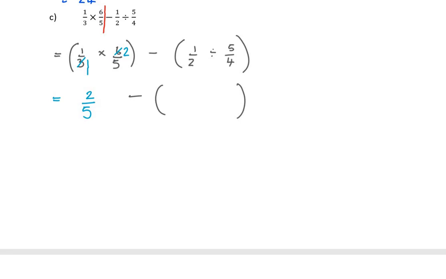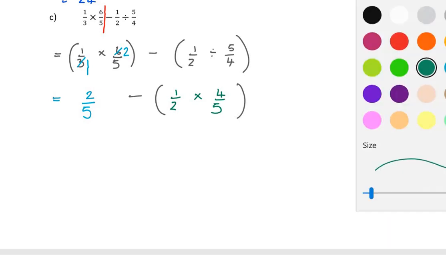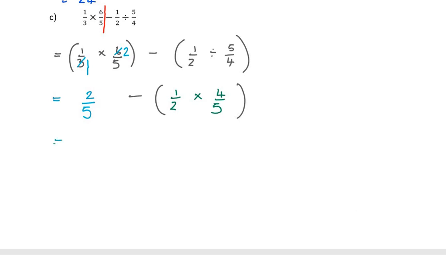So I'm going to change this to a half, multiply and tip it over 4 times 5. Now notice the rest of the question has to come along for the ride. So you've still got this 2/5. You can't drop it and do parts of the question. So this is now subtract, and I'm going to do some cross cancelling.